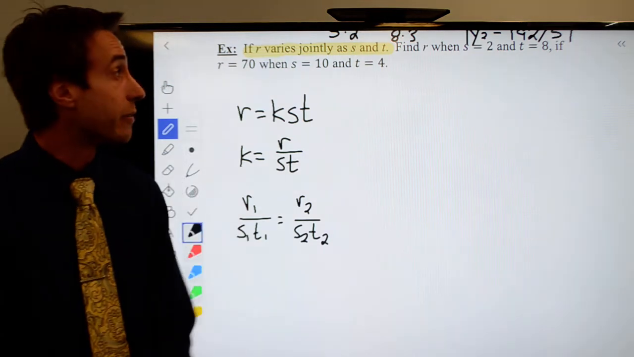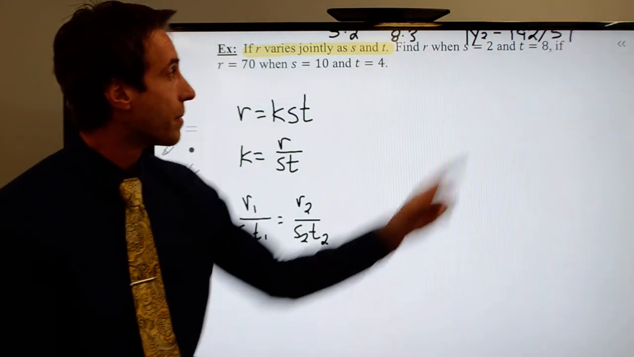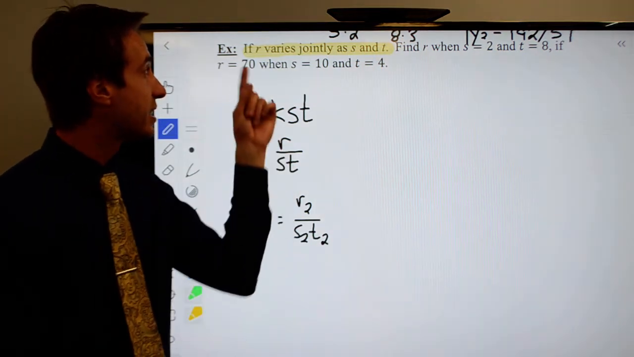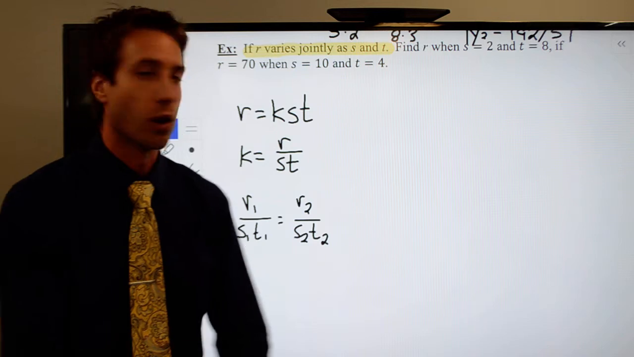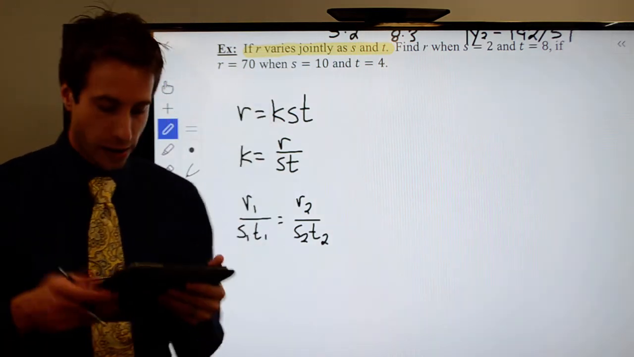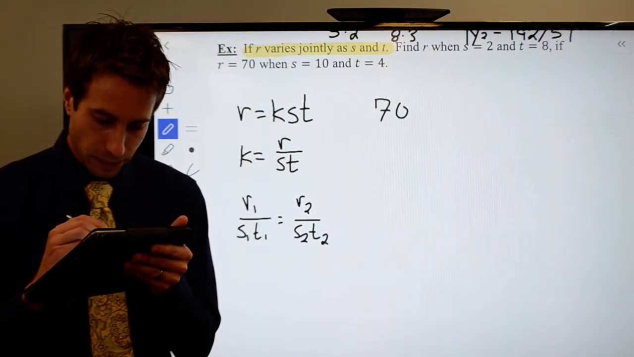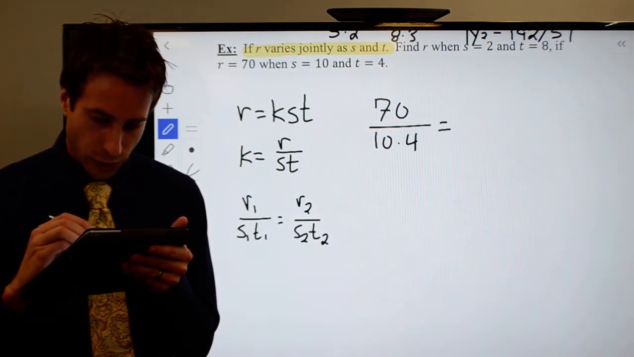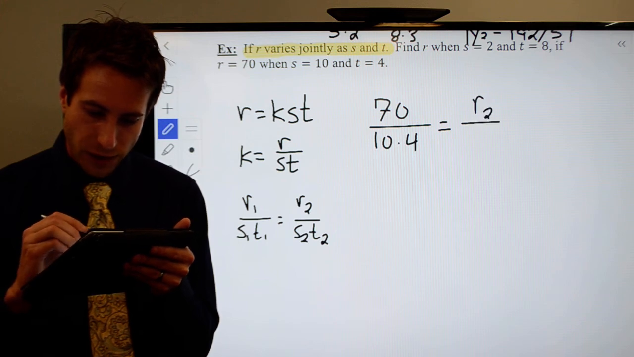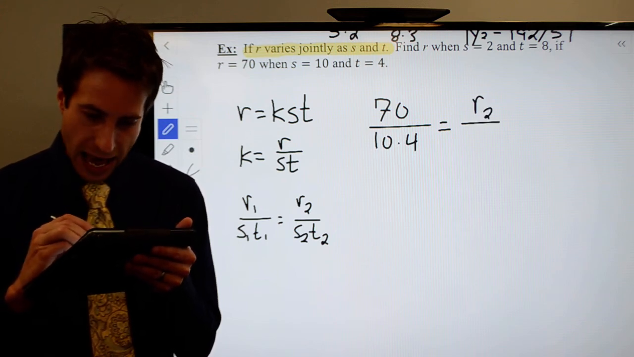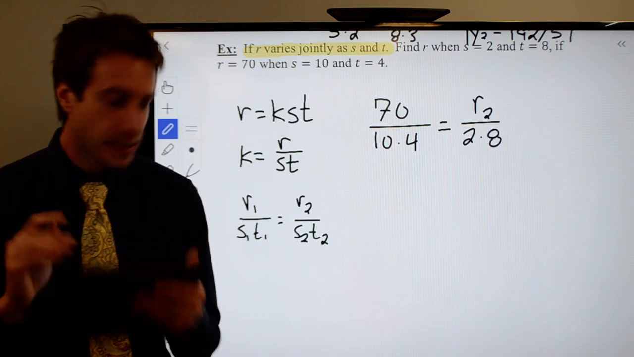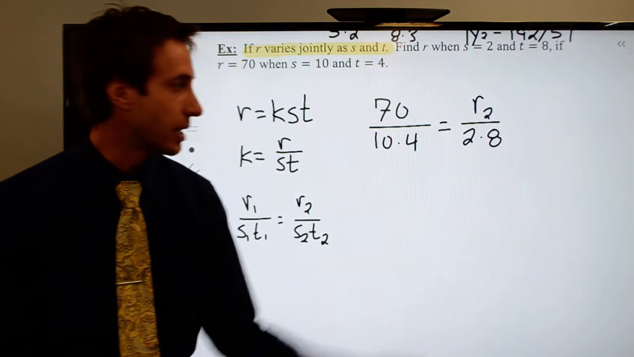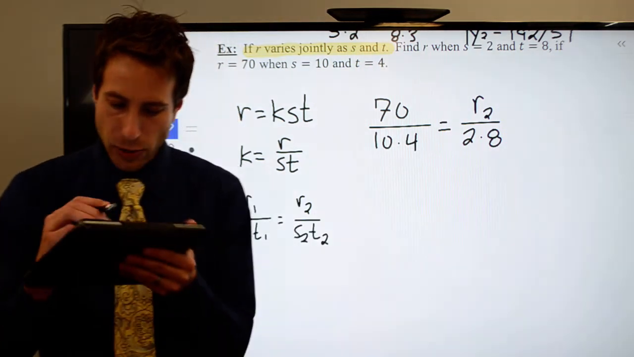Let's go ahead and see what we've been given. I want you to find r when s is 2 and t is 8. All right, no big deal. I'm given an s and a t. Then I'm given 70, s is 10, and t is 4. Let's just start plugging stuff in. All right, r is 70, s is 10, and t is 4. That's all equal to, I don't know r, so we'll leave r2 as a variable, over s is 2 and t is 8. We'll solve for r2. This is just like the one we did above. I'll have to multiply this guy to the other side. But here we go. Let's simplify a little bit.